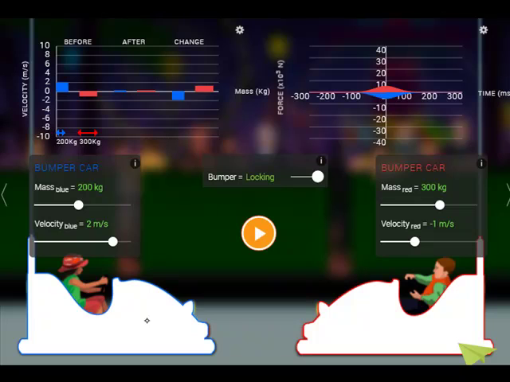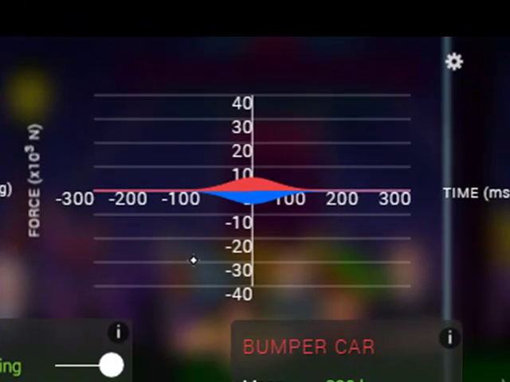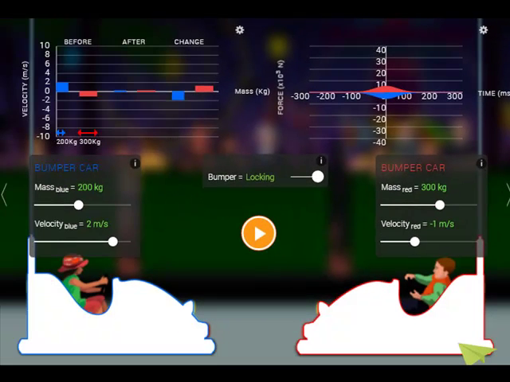Remember, the impulse that the blue car applies to the red car is the same magnitude but opposite direction that the red applies to the blue car. That's in keeping with Newton's third law. In the upper right-hand area, we can see that there is a graph of force versus time, which is impulse.